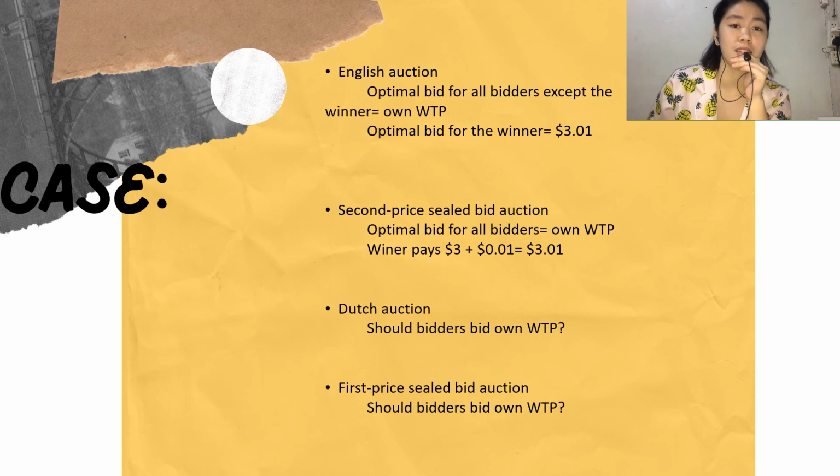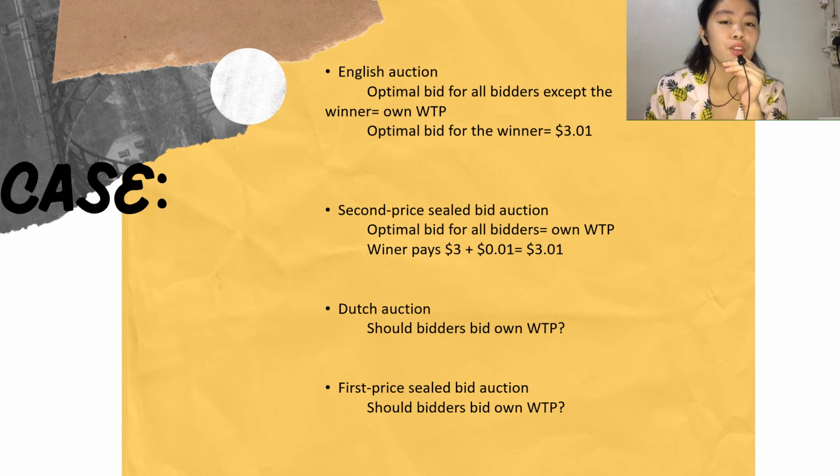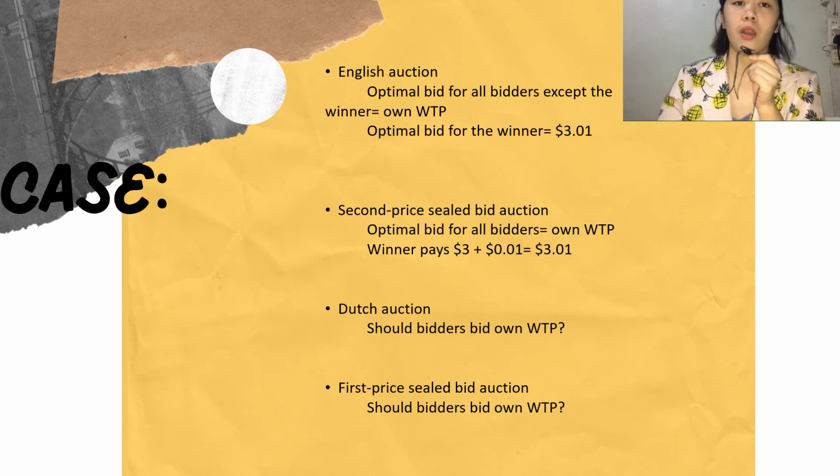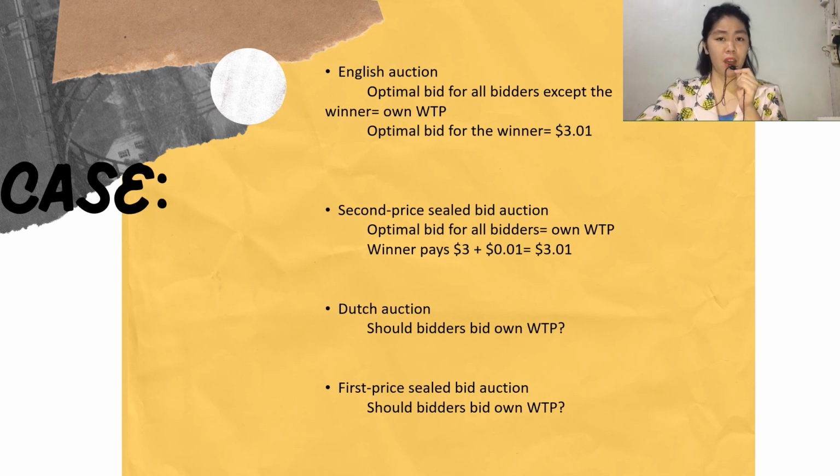In this case, the revenue for the seller is $3.01. Okay, now, what happens in a second price sealed bid auction? Here, the optimal bid strategy for all bidders is to bid their own willingness to pay. The advantage of the second price sealed bid auction is that it protects the bidder with a large willingness to pay. It also removes the need to make assumptions about how the willingness to pay is distributed in the market, because the highest bidder in this case will not get stuck with overbidding.